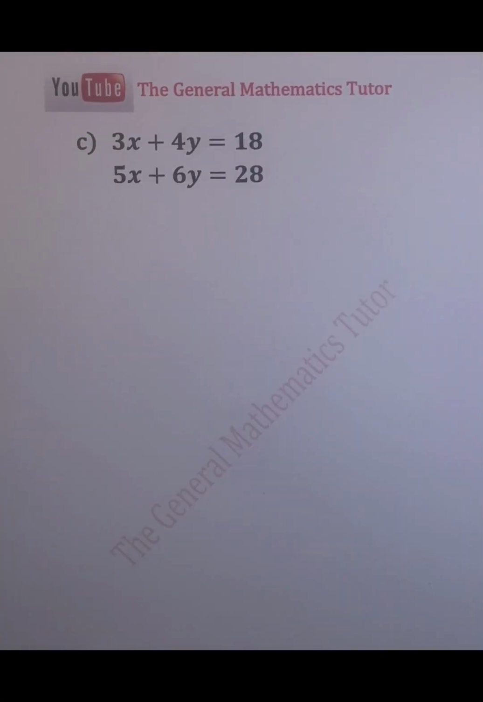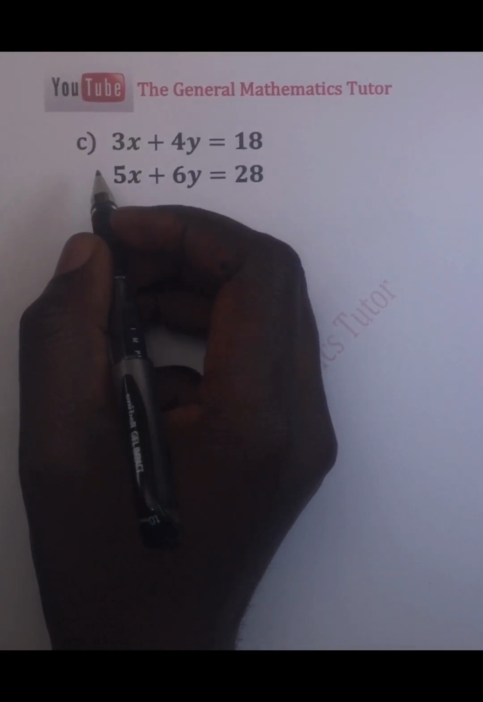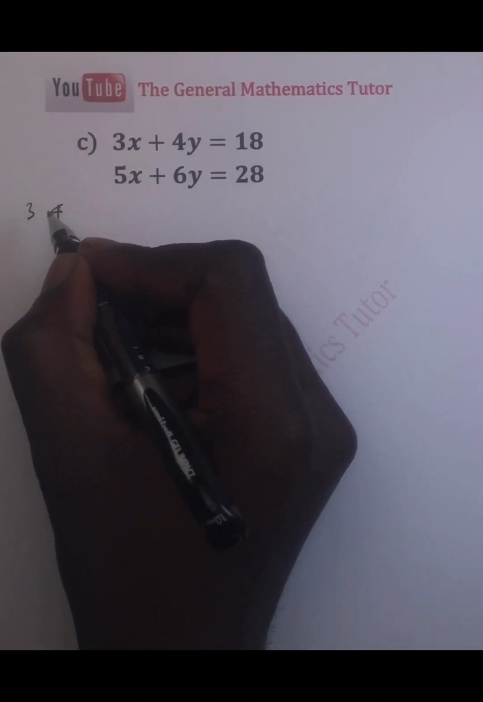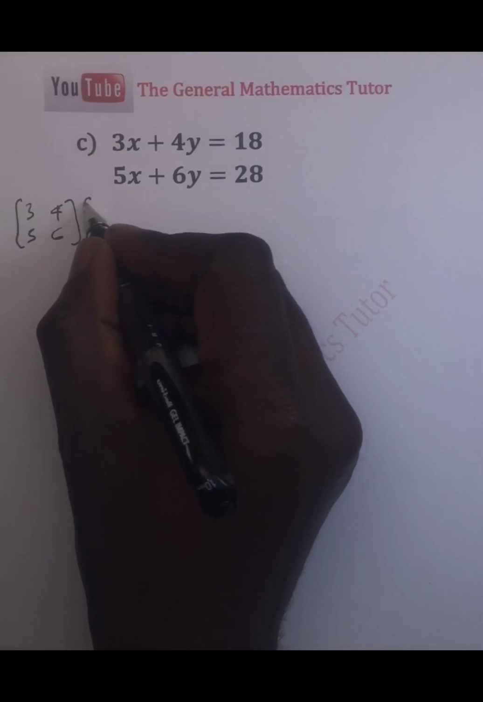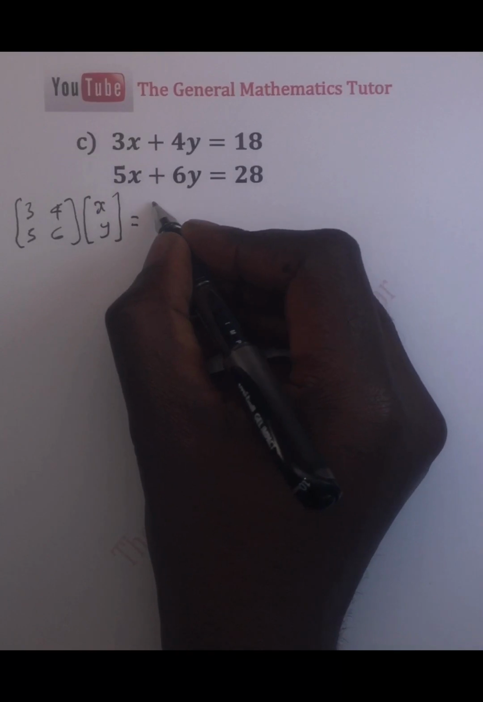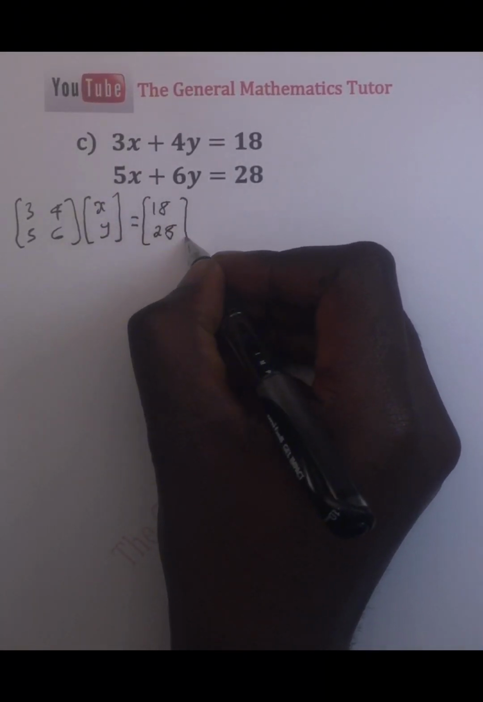Part C, 3x plus 4y is equal to 18, and 5x plus 6y is equal to 28. So the first thing you need to do is just form three matrices using these two equations. The first matrix will be that of the coefficients of the unknowns, so you'll have 3, 4, 5, 6, and the second matrix is that of the variables x and y. The third matrix is that of the results, that is 18 and 28.